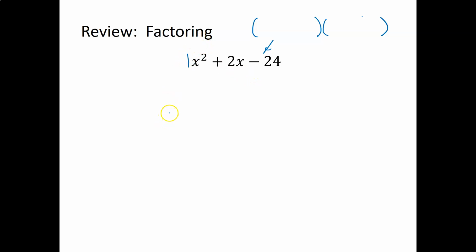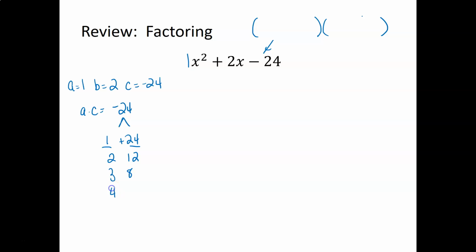I need to identify my A, my B, and my C. A is equal to 1, B is equal to 2, and C is equal to negative 24. We multiply A times C, so 1 times negative 24 is negative 24, and I'm looking for two numbers that multiply to give me negative 24. Well, there's a lot of options here. 1 and 24, 2 and 12, 3 and 8, and 4 and 6, and then some version of a negative in here somewhere.